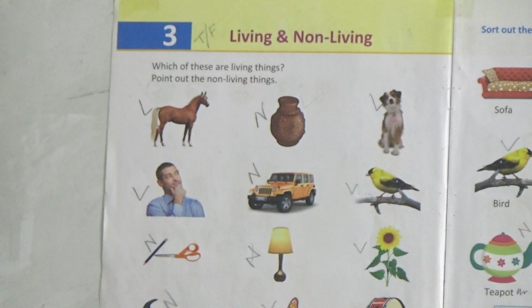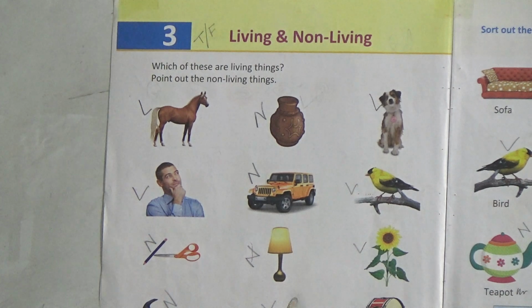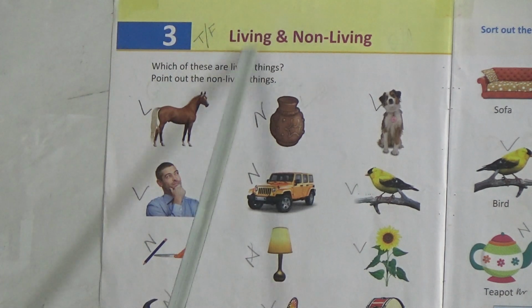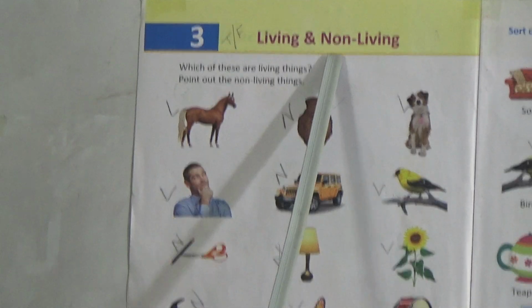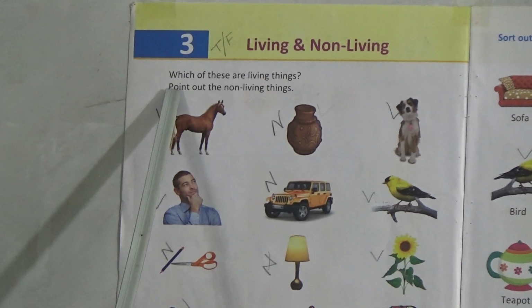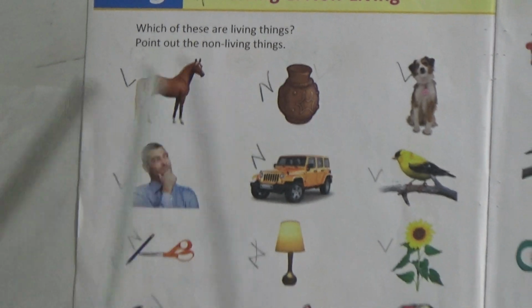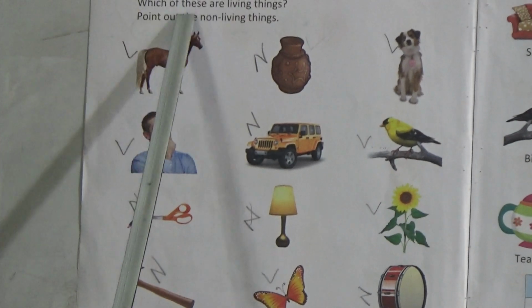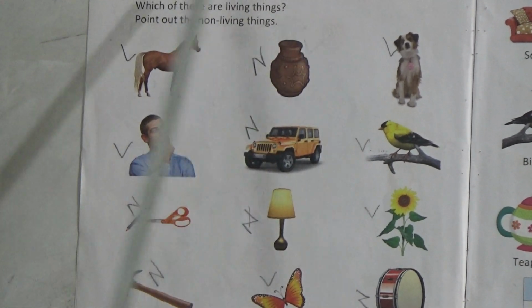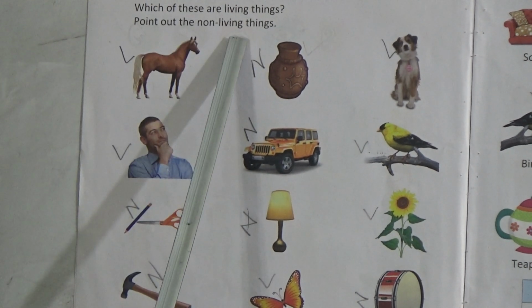My dear students, our chapter name, Living and Non-Living. Page 10. Our today's topic, page 10 and page 11, reading done. Chapter 3, chapter name is Living and Non-Living Thing. Which of these are living things? Here are some pictures. Now can you identify which of these are living things? Point out the non-living things.